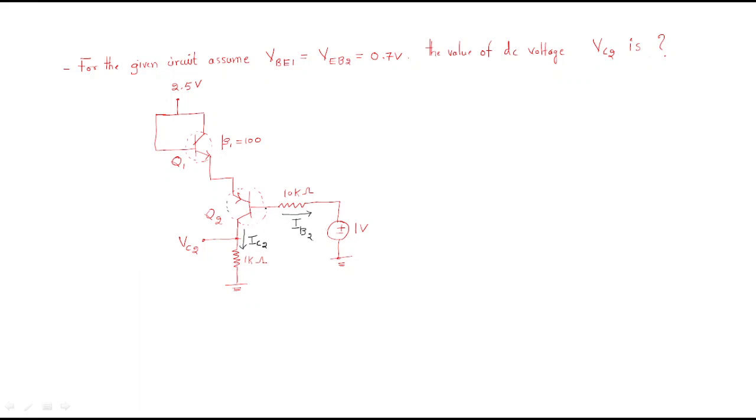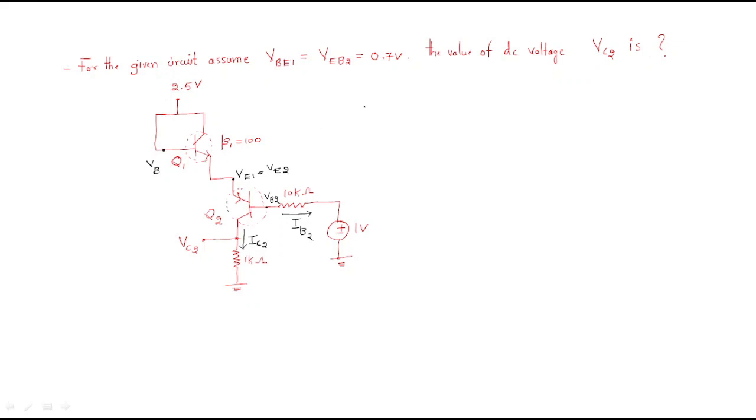To find out this current we need to find out the voltage here, VB2. In order to find out this voltage VB2, we need to find out VE1 and VE2; both VE1 and VE2 are the same. So we have to reverse the procedure. In order to find out VE1 or VE2, we know that this voltage is nothing but the base voltage, VB.